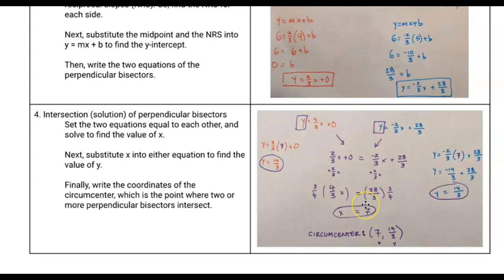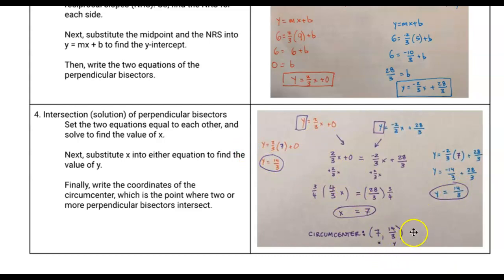In order to find the y value, well, we have a choice. We could substitute the x value that we just found into either one of the original equations. I decided to do it into both, just to show that it's going to give us the same y value both times. So my y value is going to be 14/3, and my x value is going to be 7, meaning that the circumcenter is (7, 14/3).